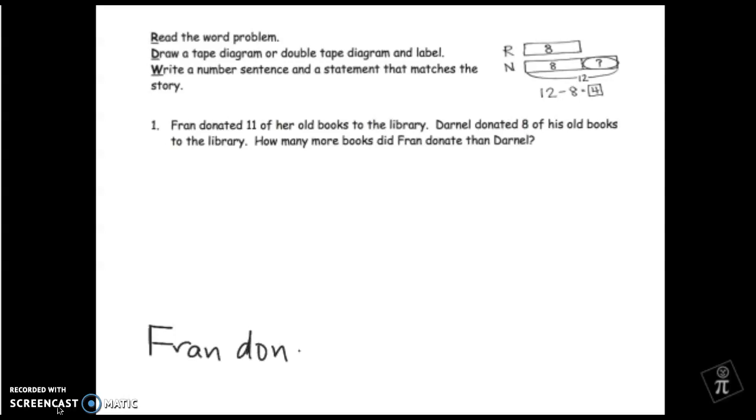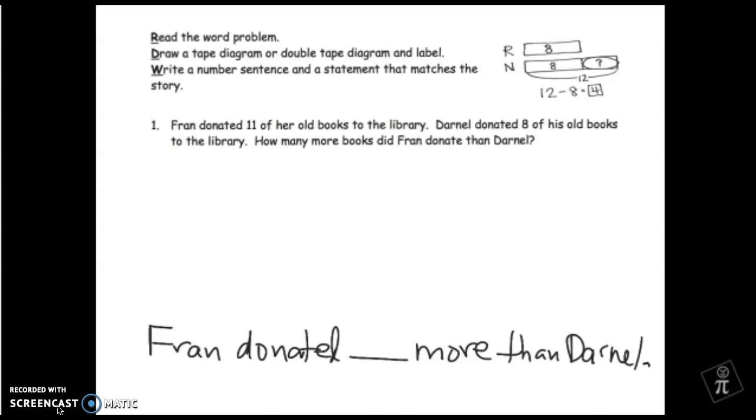donated blank more than Darnell. So there's my answer sentence. I like to come up with my answer statement with a blank right there. That helps students know, well, what are they trying to do? What are they trying to answer?